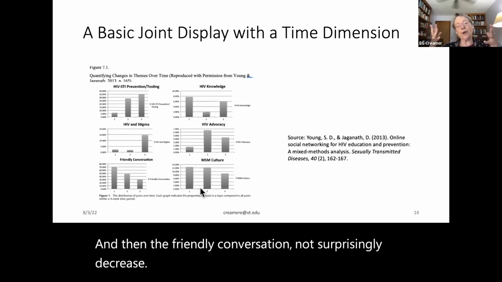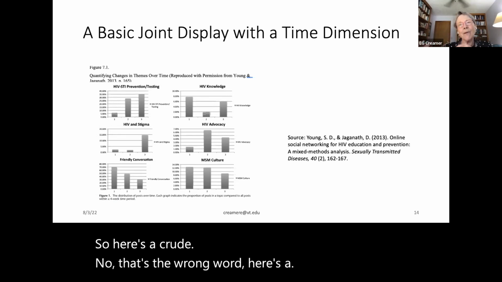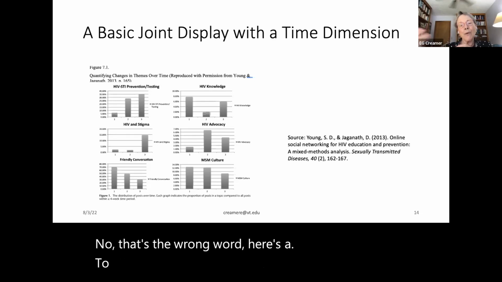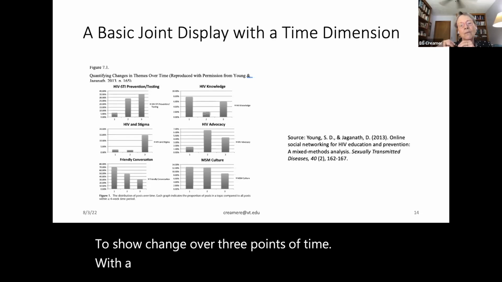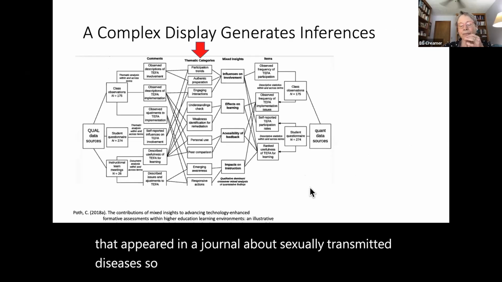So here's an effective way to show change over 3 points of time with a joint display. And this was something that appeared in a journal about sexually transmitted diseases, so pretty far flung.